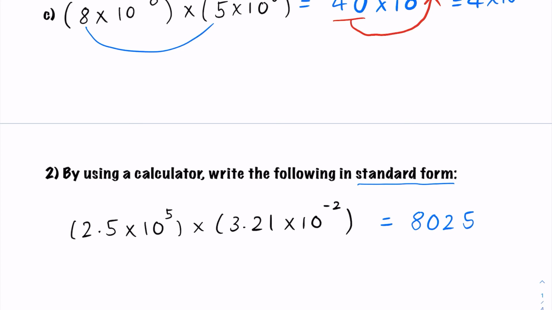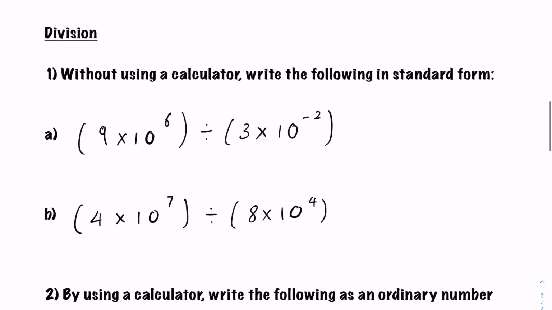So we're going to have to put our decimal place here, 8.025, in order to get a number between 1 and 10. And we have to jump 1, 2, 3 places to the right, so times 10 to the power of 3, in order to end up with 8,025. So it'd be 8.025 times 10 to the 3. That's just converting ordinary numbers into standard form, which we've done in part 1 of the video.